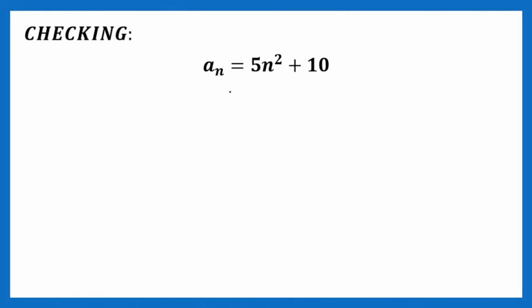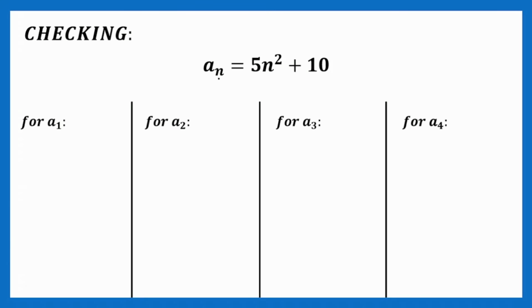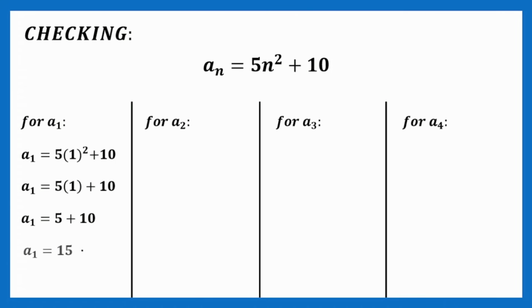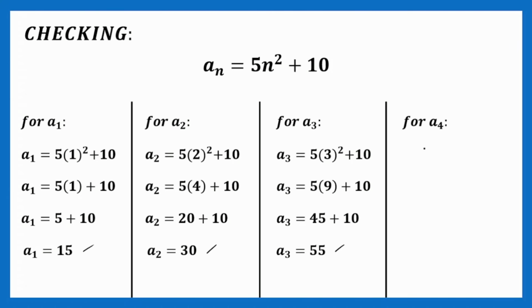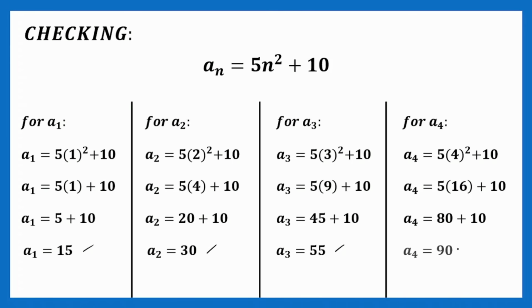Okay. A sub 1 hanggang A sub 4. Lahat ng n magiging 1. Ayan. Again, binabago lang natin in terms dito sa hinahanap. So, nagiging 1 lang yan. 1 squared is 1. 1 times 1 yon. 5 times 1 is 5. Plus 10 is 15. Check. A sub 2. Lahat ng n magiging 2. 2 times 2 is 4. 5 times 4 is 20. Plus 10 is 30. Check. A sub 3. 3 squared muna. 9. 5 times 9 is 45. Plus 10 is 55. Check. Last one. 4 squared is 16. 5 times 16 is 80. Plus 10 is 90. Check.